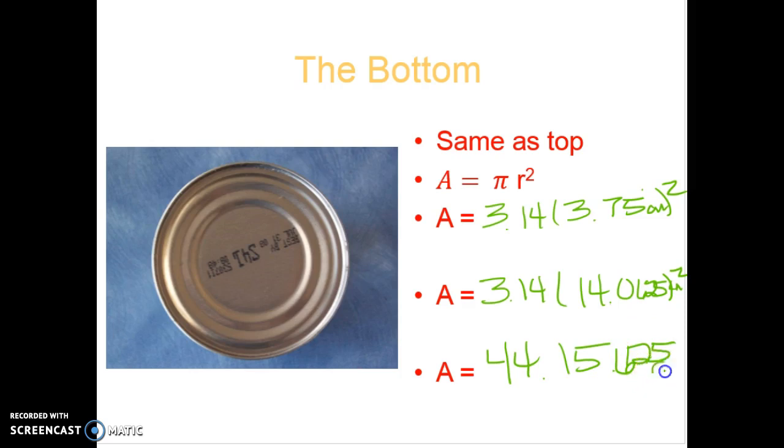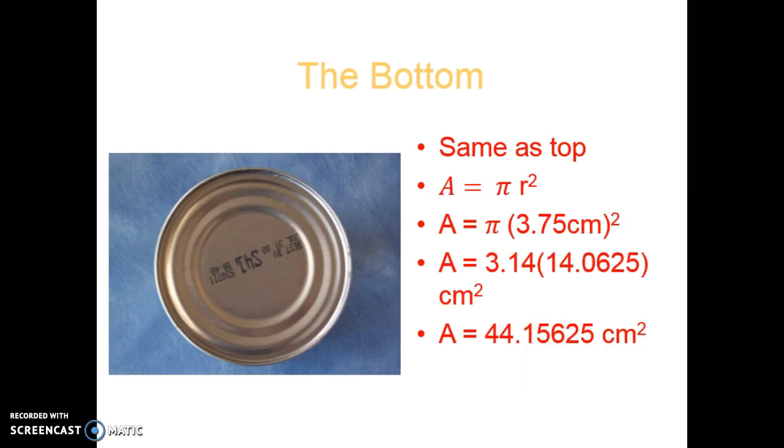And don't leave naked numbers. It needs our centimeters squared. So 44.15625 centimeters squared. And again, I know I have sloppy handwriting. So here it is done nice and neat.